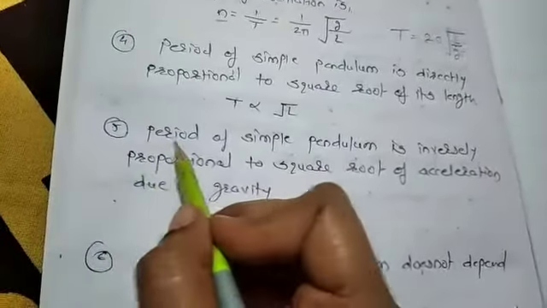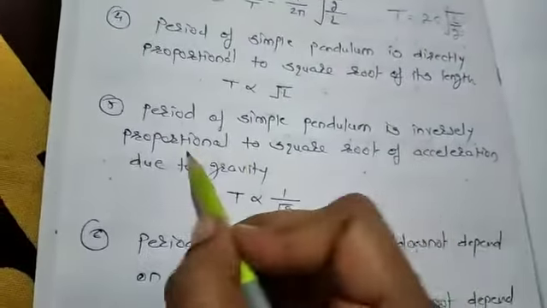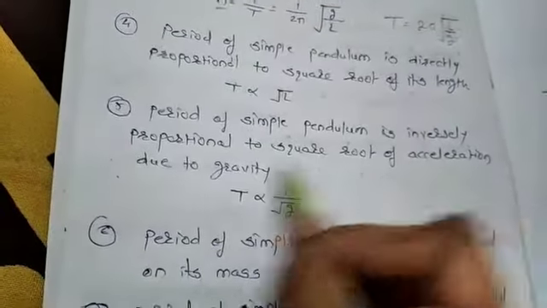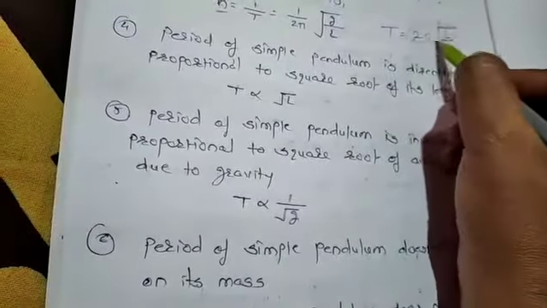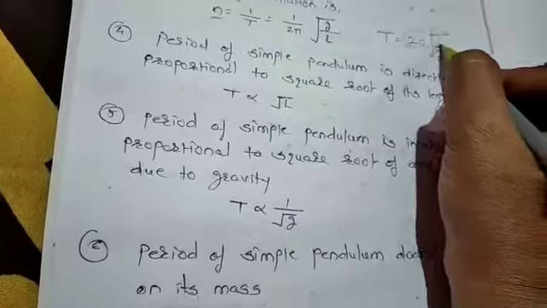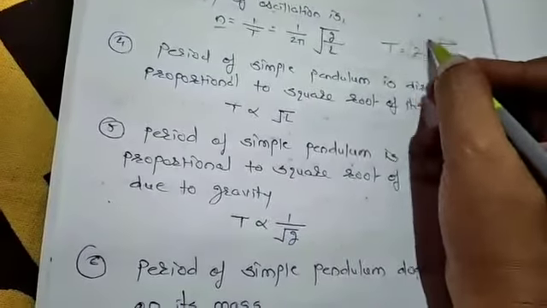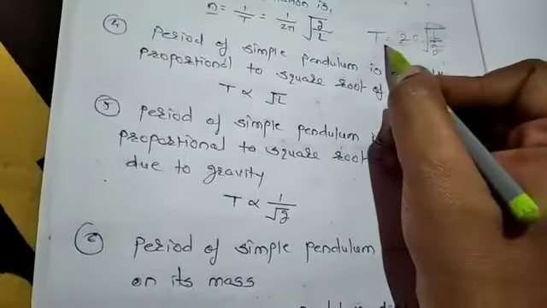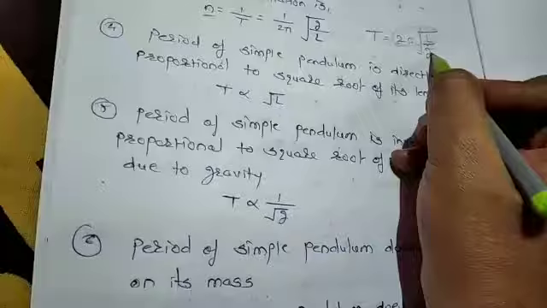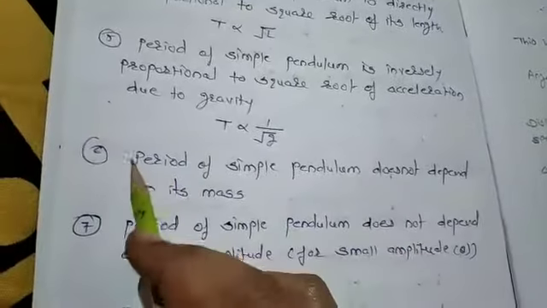Then next is number 5. The period of a simple pendulum is inversely proportional to the square root of the acceleration due to gravity, that is g. If the length of the string of the pendulum is constant, then we can say this t is inversely proportional to root of g, the gravitational acceleration.